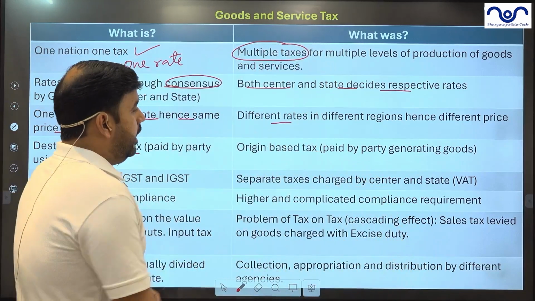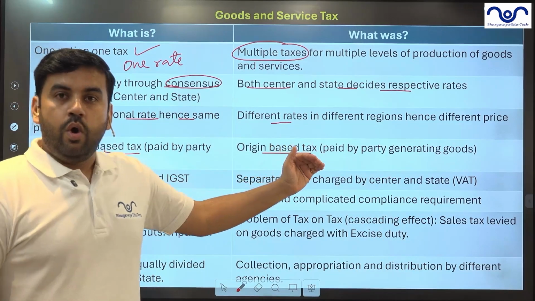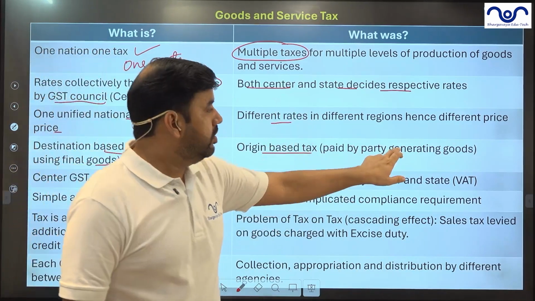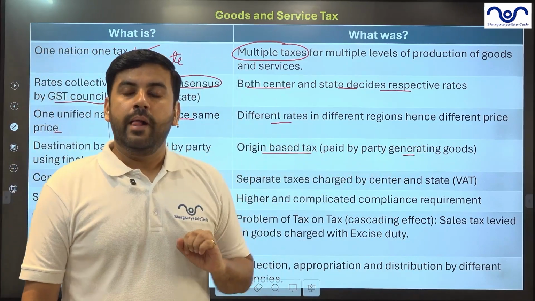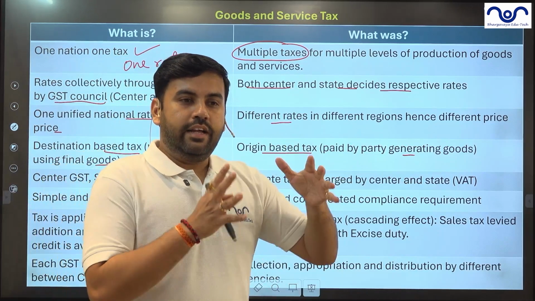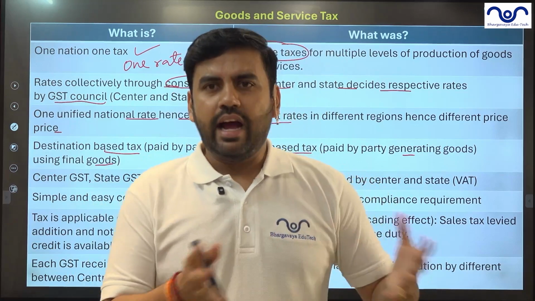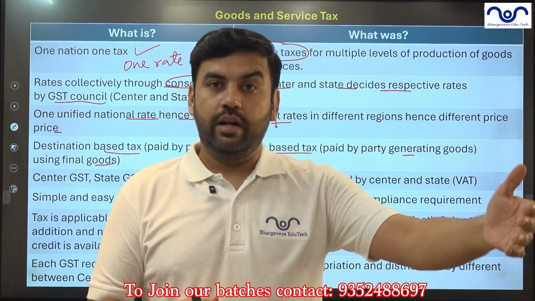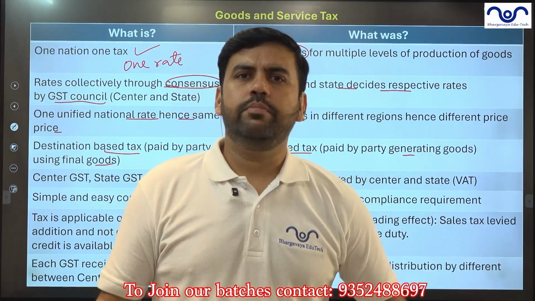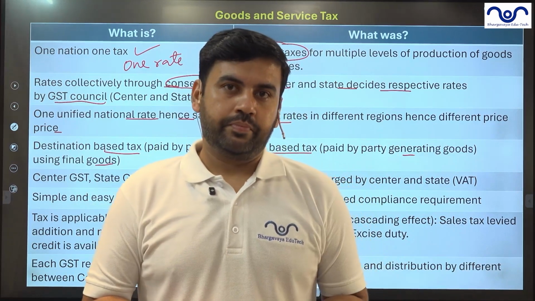Previously, it was origin based tax. That is, tax was imposed on the party which was generating the goods, irrespective. So there were chances that if a good has been produced and it is lying idle in the storeroom, in the warehousing or in the stocks, and has not been sold off, tax is still implemented on that.